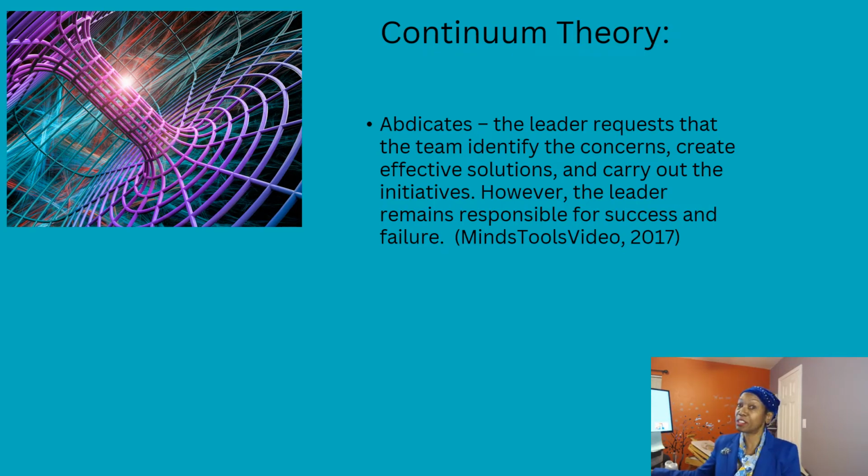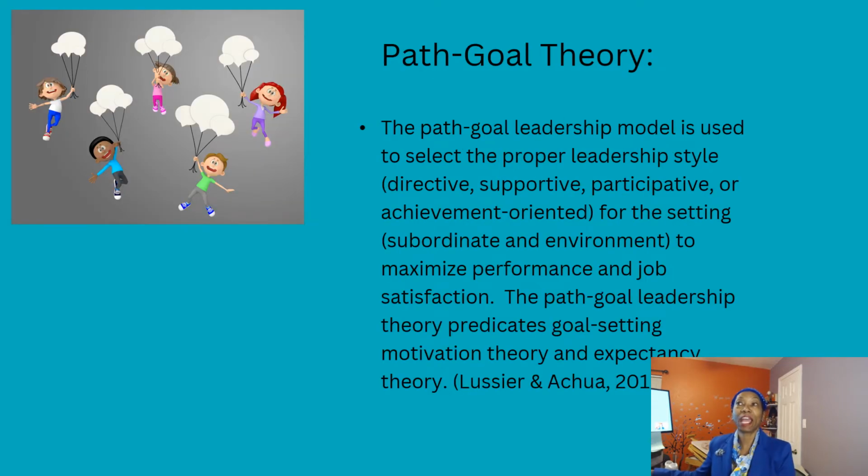However, the leader is still in charge, so they're still responsible for successes and failures. In path goal theory, this model is to select the proper leadership style, be it directive. Sometimes you must direct, especially if you have new nurses or new residents that you're teaching. Supportive, if they're not new, but they may just need a little support because they're fairly getting their grounds, but they're not quite there yet.